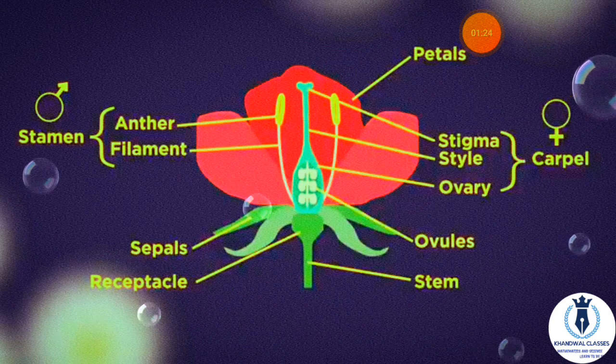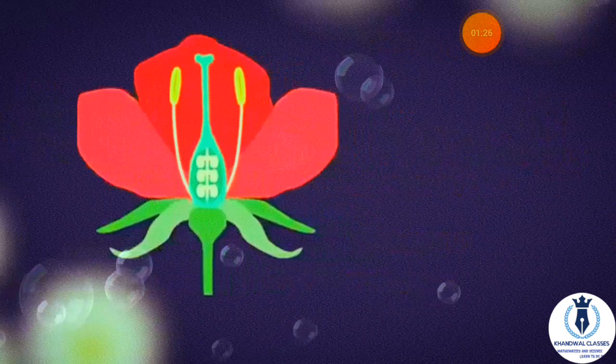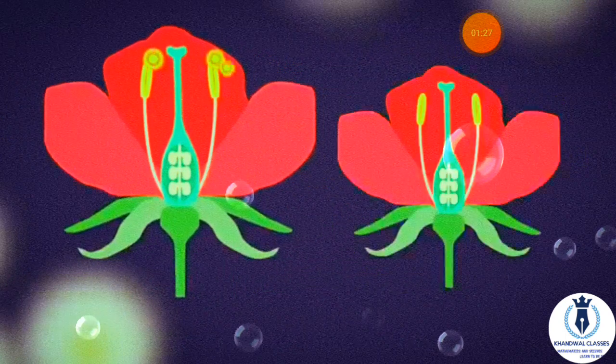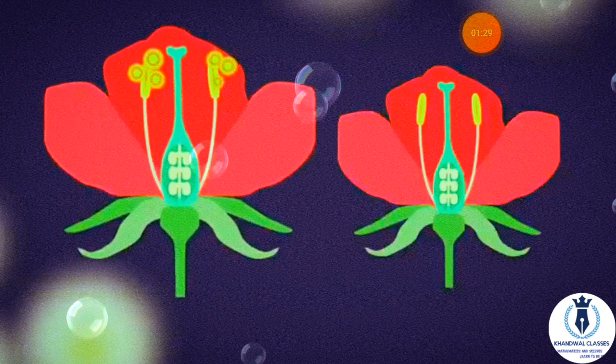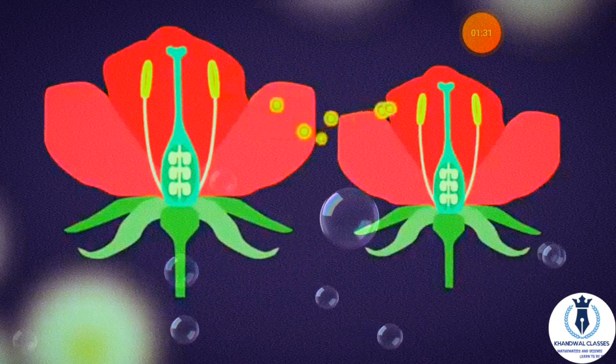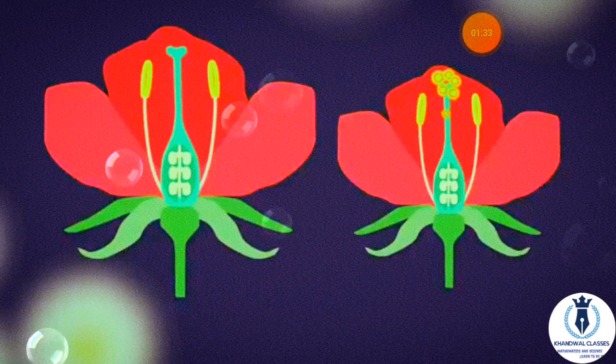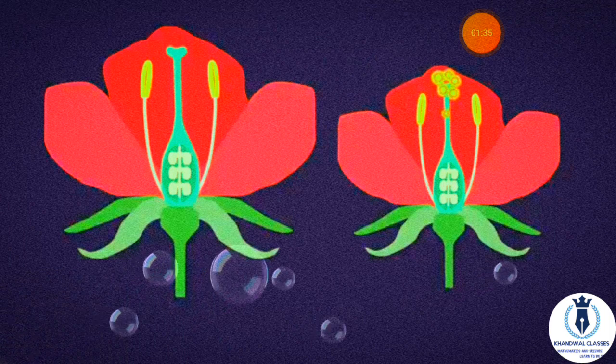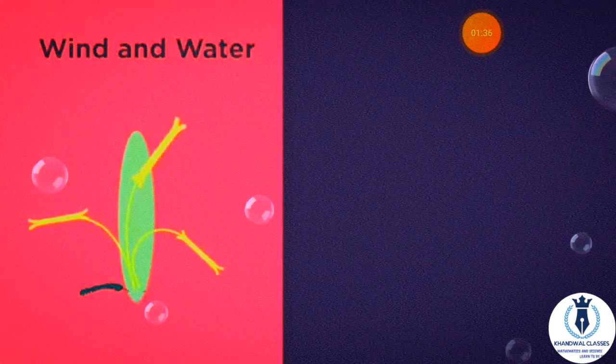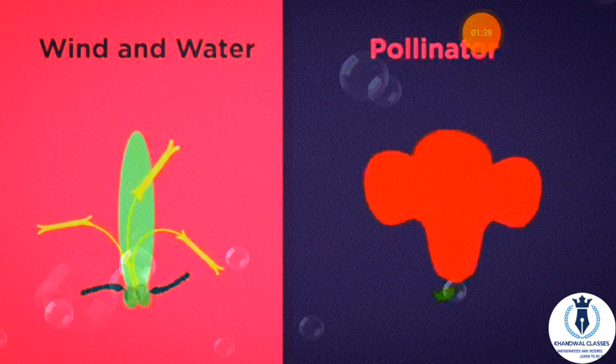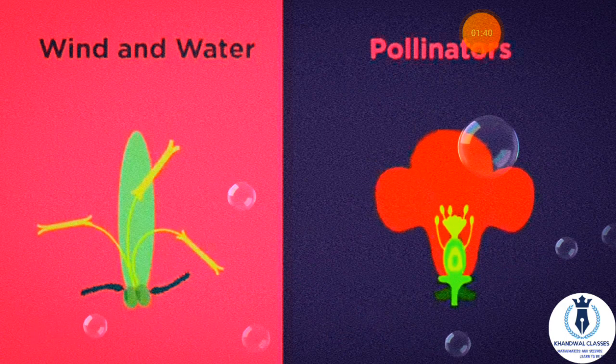So how does pollination work? Pollination is a transfer of pollen from the male anther of one flower to the female stigma of another. Flowers can be pollinated in different ways, by wind and water, or by pollinators such as insects, birds, and other animals.